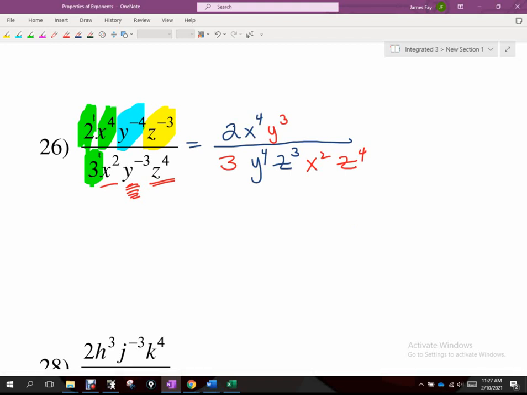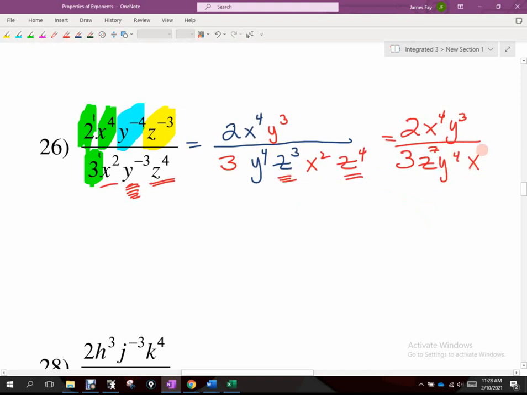Now, look at just the top. Are there any like bases up top? No. So the top is not going to simplify any further on its own. The bottom, though, does the bottom have any like bases? Yeah. What is the like base on the bottom? Z. So how many Z's do you really have down here? Z to the seventh, and then you still got your Y to the fourth and X squared, right? I think that's the best order to go through. Make them all positive, and then combine like bases on the top and on the bottom. Now what can you do?